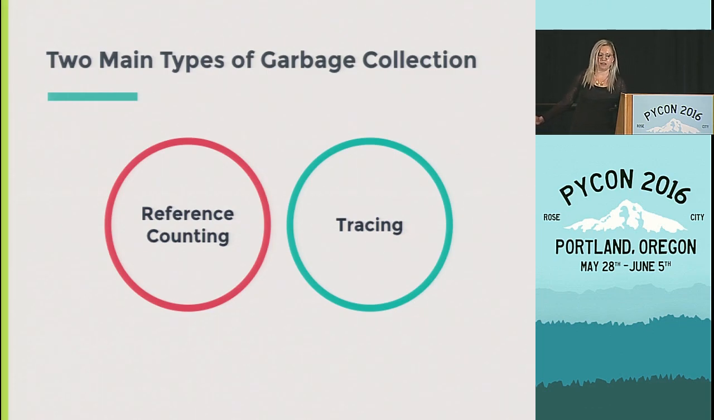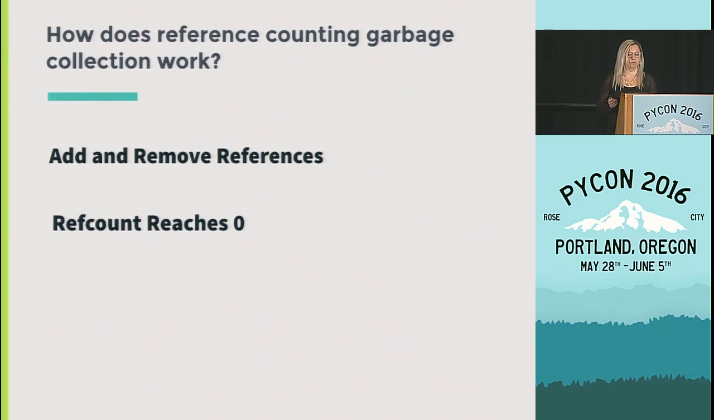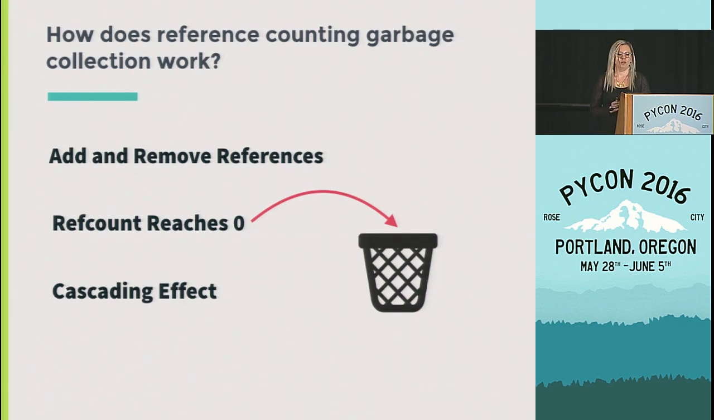So how does reference counting garbage collection work? Well, we add and remove references. That ref count is increased with every assignment. Ref count is decreased when that reference is removed. When the ref count reaches 0, we can go ahead and just immediately delete that object. We know that we have no use for it. And that causes an interesting cascading effect, because when you decrease the ref count of any objects that that deleted object was pointing to, if their ref count reaches 0, you can delete them as well. So one ref count reaching 0 can mean lots of objects being deleted from memory.